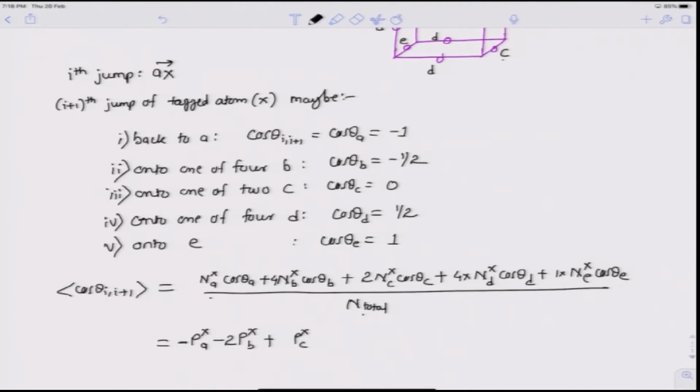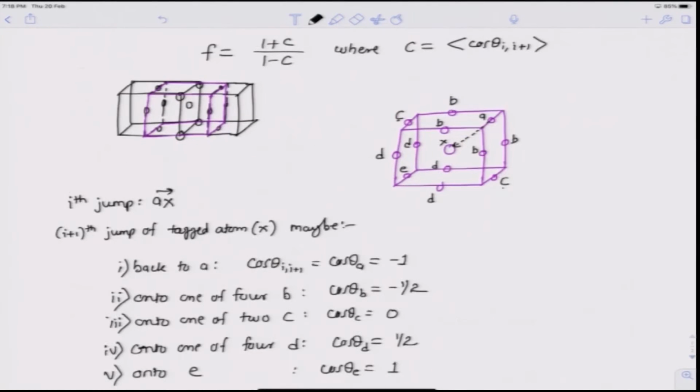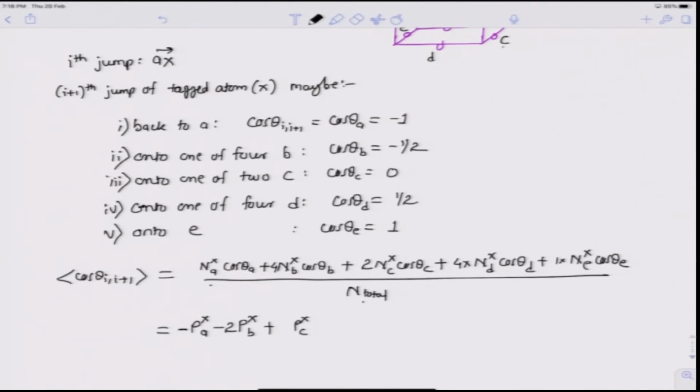P_xC is the probability that X atom makes the i plus first jump to one of the C sites, and there are 2 such sites, but cos theta C is 0. And similarly, we can write for P_xD and P_xE, cos theta for D is half. So, this will be 2 P_xD plus P_xE.